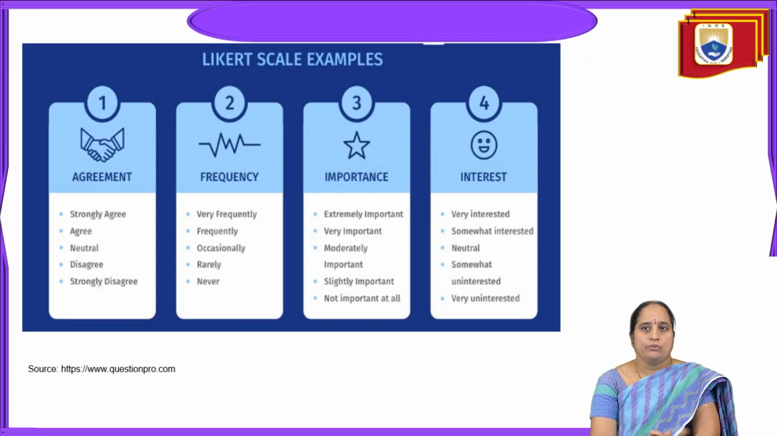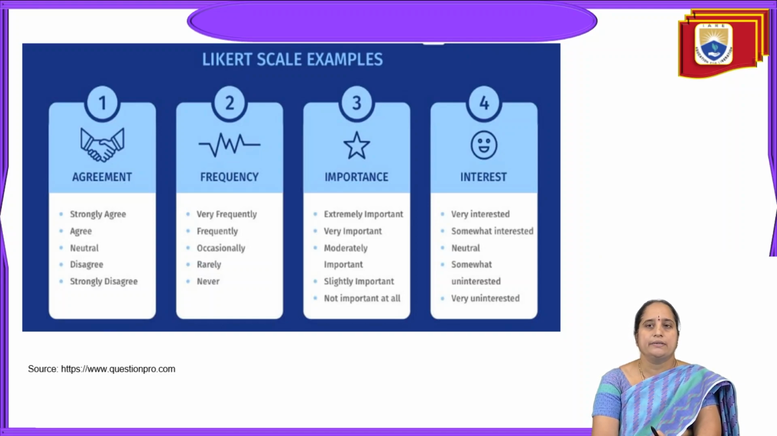When you want to know about the interest of people towards a particular topic, then we categorize the Likert scale as very interested, neutral, somewhat uninterested, very uninterested.